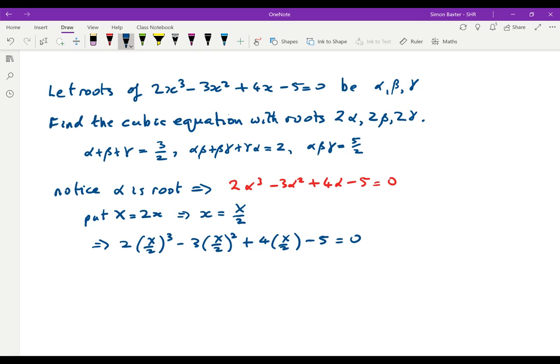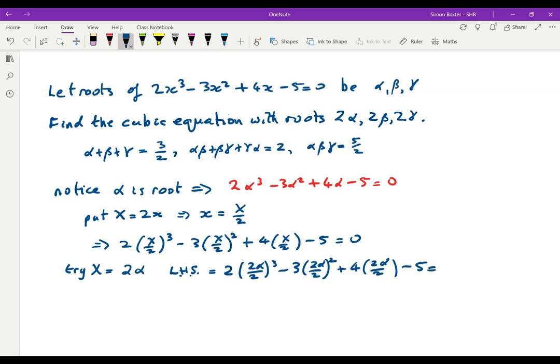What happens if I put x equal to 2 alpha? Try big X equals 2 alpha. The left-hand side now is going to be 2 times 2 alpha over 2 cubed minus 3 times 2 alpha over 2 squared plus 4 times 2 alpha over 2 minus 5 equals 0.